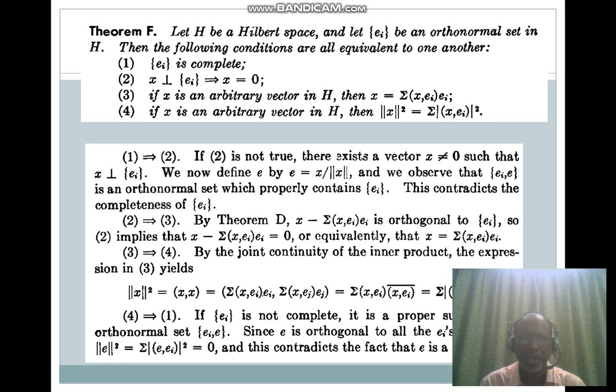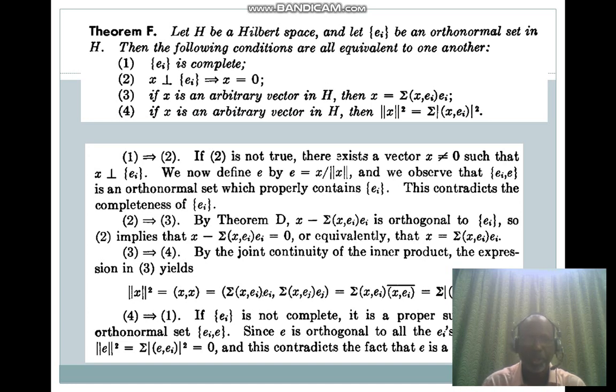We assume the contrary. If the second condition is not true, then there exists a vector x not equal to 0 such that x is orthogonal to e_i for every i. If we define e to be x by norm of x, then we observe that {e_i} together with e is an orthonormal set which properly contains {e_i}. But that cannot be, because {e_i} is complete. Therefore, this is a contradiction to the completeness. Therefore, if at all x exists, it should be 0. Therefore, 1 implies 2 is true.